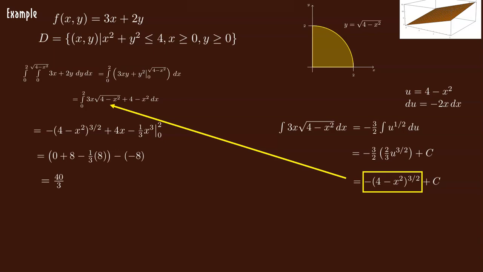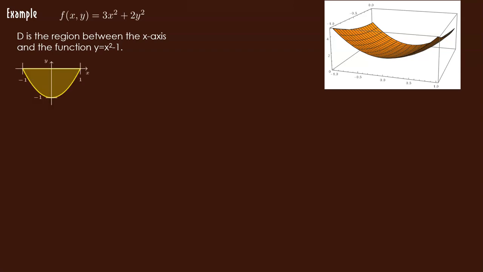Let's look at another example. Suppose this time I want 3x squared plus 2y squared to be the function. It looks like this, a little curvier. The region I care about is the region between the x-axis and the function y equals x squared minus 1. And that looks like this. Still looks like I want to chop it up vertically. So I'm going to go from x squared minus 1 to 0 for my y's, and my x's will go from negative 1 to 1.